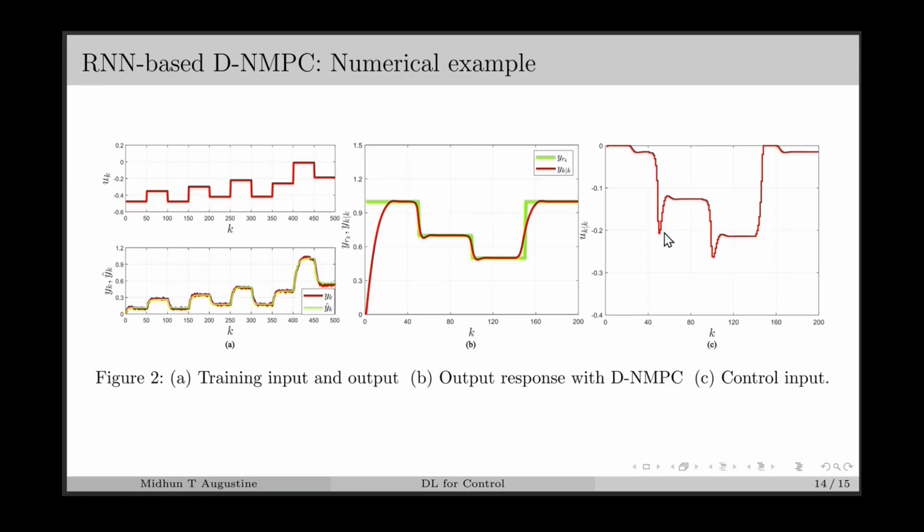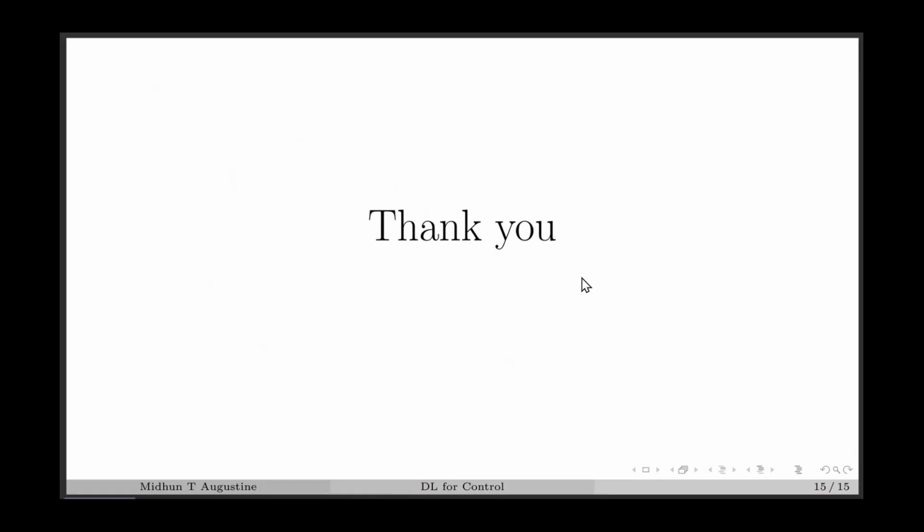This means that the RNN model can sufficiently capture the dynamic behavior of the system, and it can be used for solving the MPC problem. The MATLAB codes for this numerical example can be downloaded from the link given in the description. That leads us to the end of this lecture.